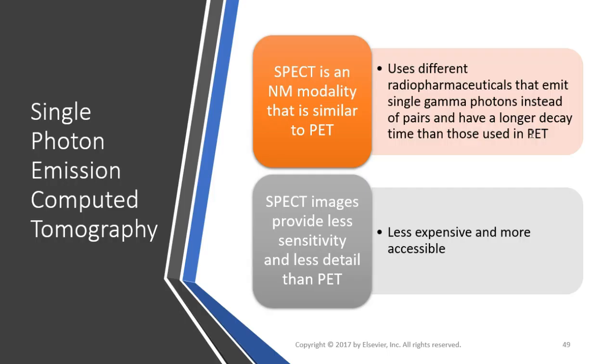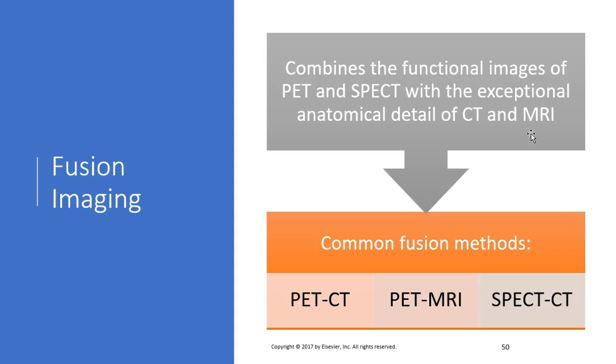So single photon emission computed tomography, it's called SPECT, is a nuke med modality that is similar to PET. It uses different radiopharmaceuticals that emit a single gamma photon instead of a pair, and that have longer decay time than those used in PET. SPECT images provide less sensitivity and less detail than PET. It's also less expensive and more accessible. So there you go.